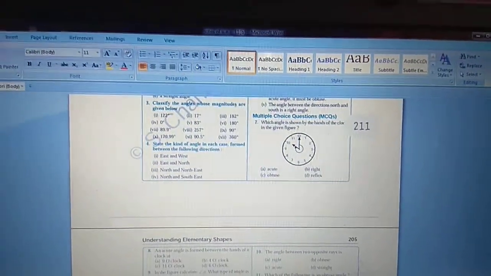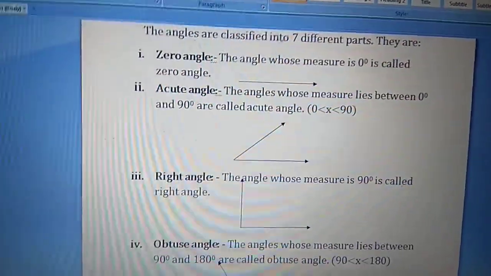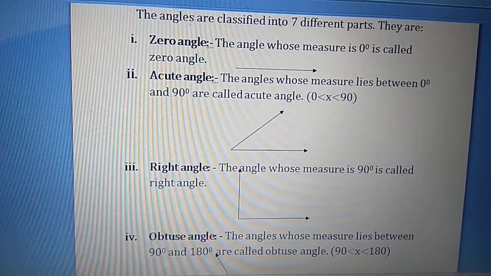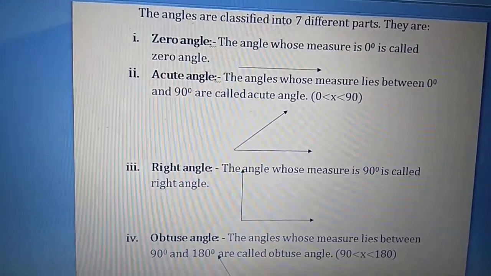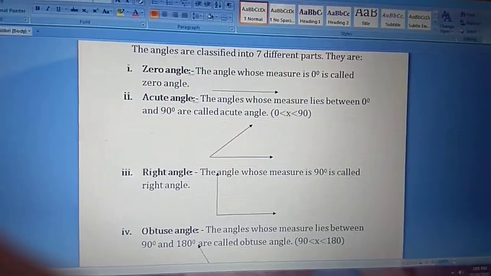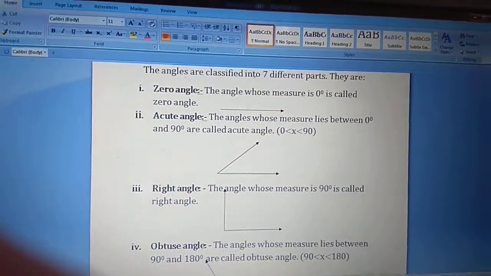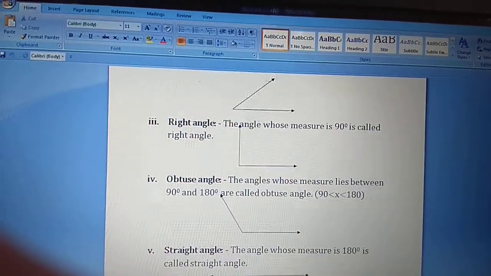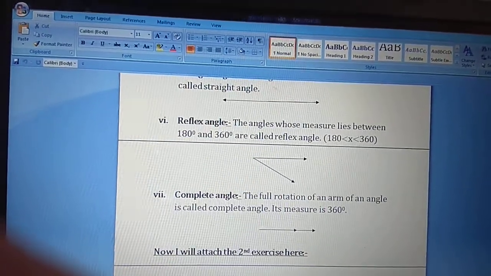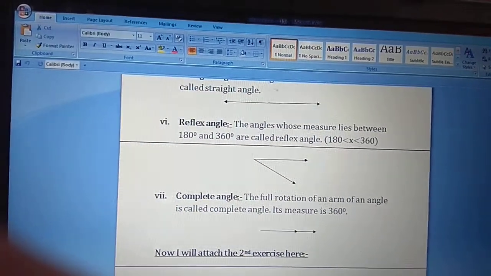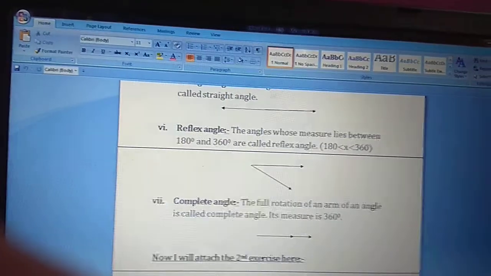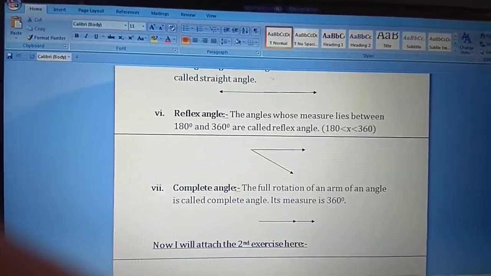Let's have a look. The basic important thing of this chapter is its types of angles. So there are 7 types of angles which we have done in our previous class. First one is zero angle, second one is acute angle, third one is right angle, fourth one is obtuse angle, fifth one is straight angle, sixth one is reflex angle, and seventh one is complete angle. So with this concept we have solved up to question number 3. Now we will go to question number 4 and will solve it out.